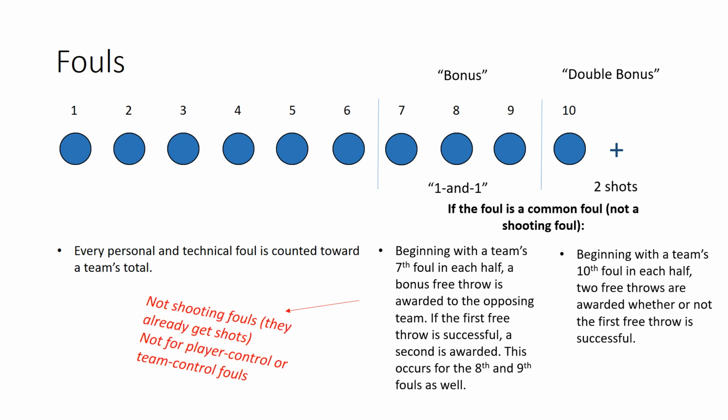It's very important to note that these fouls must not be shooting fouls. They already get free throw shots for those fouls. And they cannot be player control or team control fouls. Go back to the definitions of what a player control or team control foul is to make sure that we are not awarding teams bonus or double bonus free throws when a player control or team control foul happens.